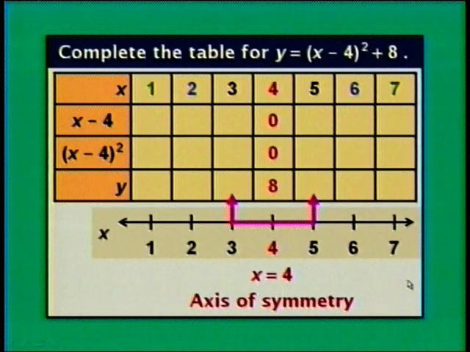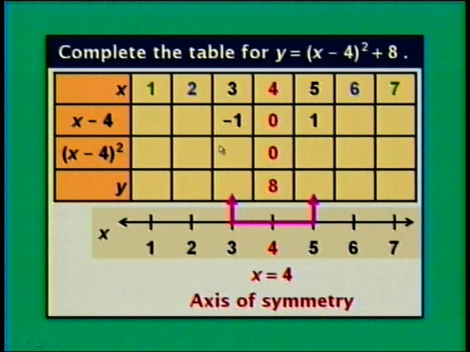So when x is 3 and x is 5, I should get the same value for y. Why does that happen? Well, again, let's look at these middle two rows. When x is 3, the value of x minus 4 is 3 minus 4, which is negative 1. When x is 5, x minus 4 evaluates to positive 1.